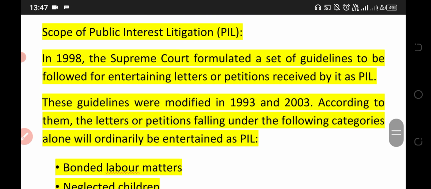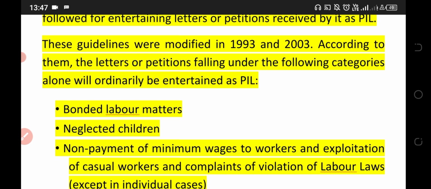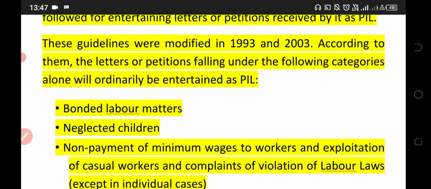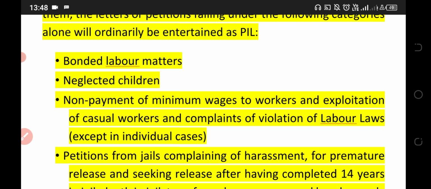Scope of public interest litigation: in 1998 the Supreme Court formulated a set of guidelines to be followed for entertaining letters or petitions received as PIL. These guidelines were modified in 1993 and 2003. According to them, letters or petitions falling under the following categories alone will ordinarily be entertained as a PIL.